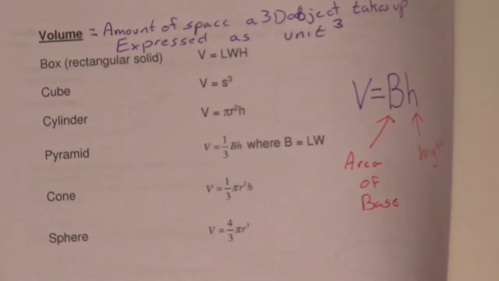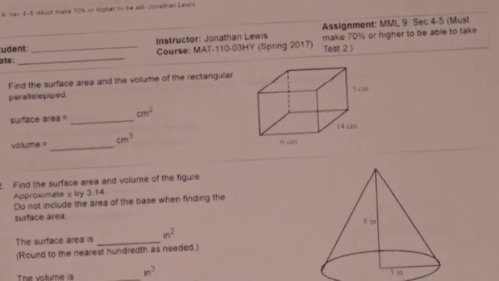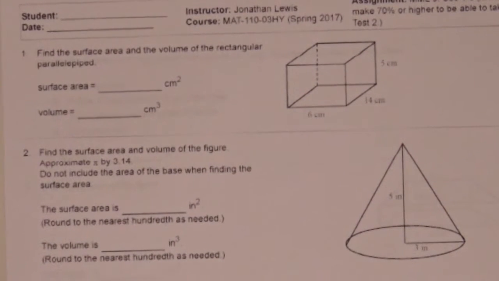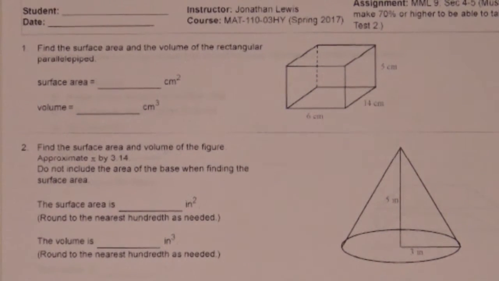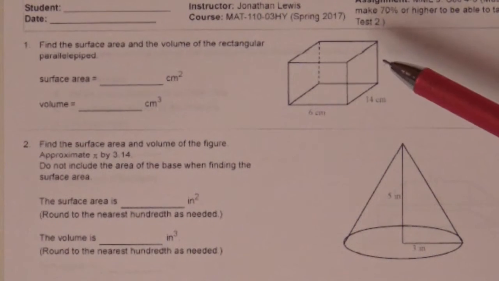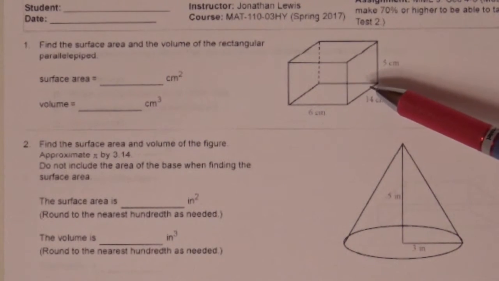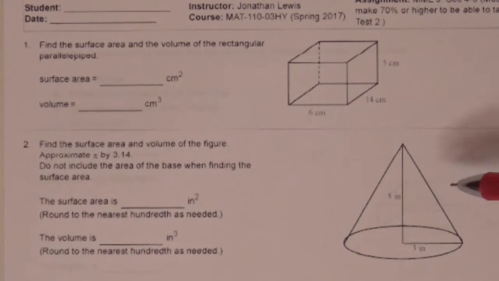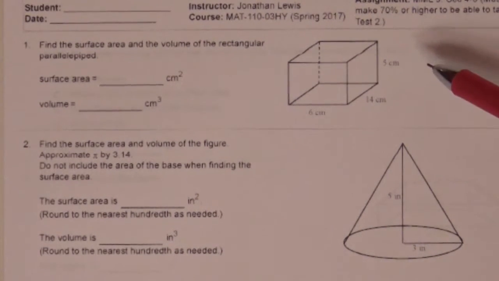Now let's get to your actual quote-unquote notes. We're not going to be doing note-taking. It's just pretty much common sense on this first part. Look, this one is literally telling you to find the surface area and the volume. The same thing with this problem. What I want you to do is try those two on your own.